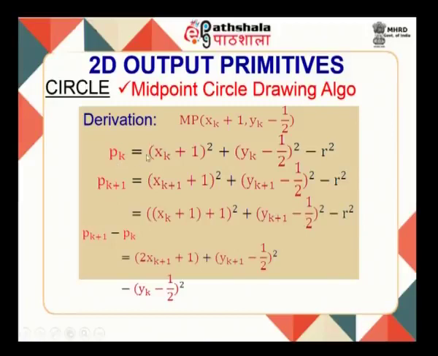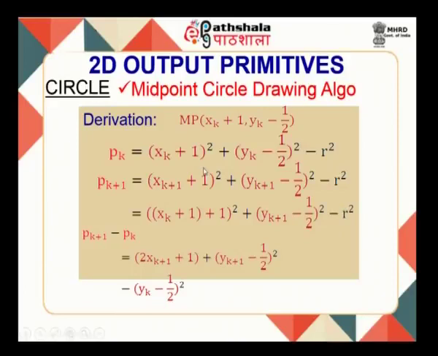Let pk be xk plus 1 whole squared, plus yk minus half whole squared, minus r squared. Now we have to check whether pk is less than 0, greater than 0, or equal to 0. What does pk less than 0 indicate? That this midpoint is inside the circle boundary. So, when the midpoint is inside the circle boundary, choose the upper pixel, that is yk. If pk is greater than 0, the midpoint is outside the circle boundary, then choose the lower pixel. That means the next y is yk minus 1.